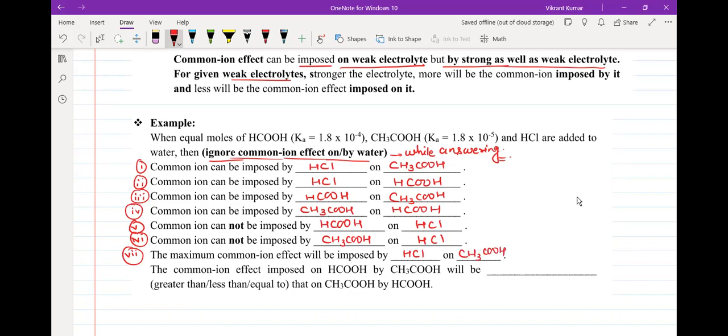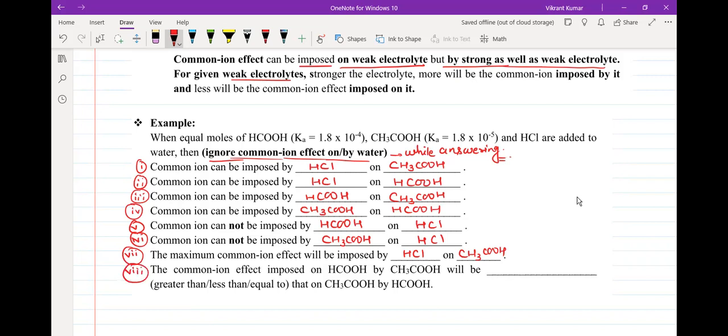अगर मैंने वाटर बोल दिया तो सबसे ज्यादा कॉमन आयन इफेक्ट तो वाटर पे लगेगा, that is the extreme, the poorest electrolyte और weakest electrolyte among all these things, है ना, इसलिए मैंने वाटर को इग्नोर करने बोला है। Now if I say 8th one, what will be your answer?